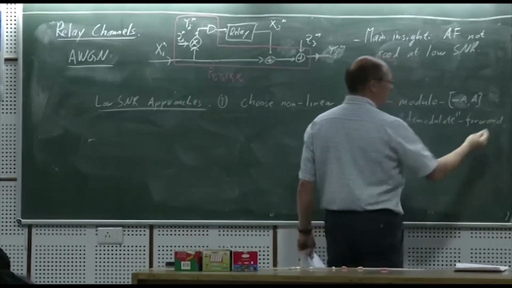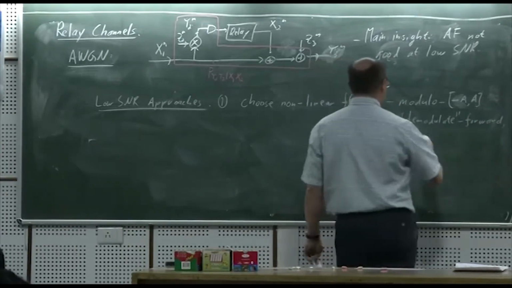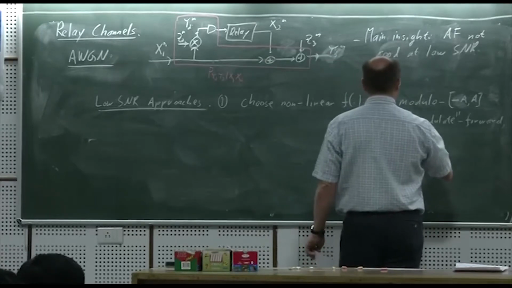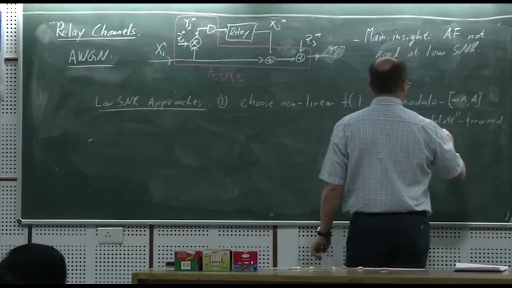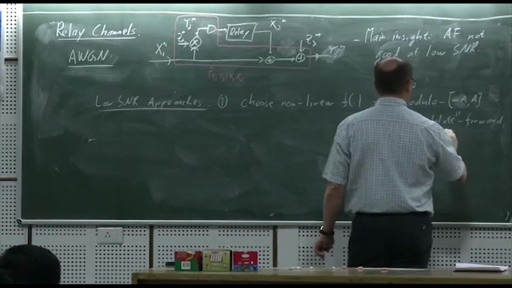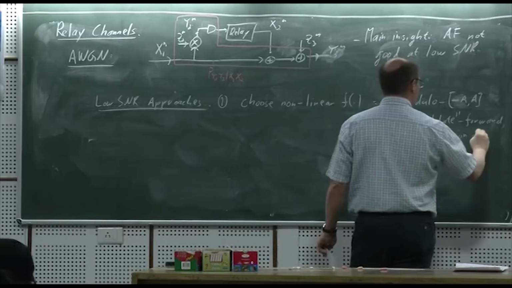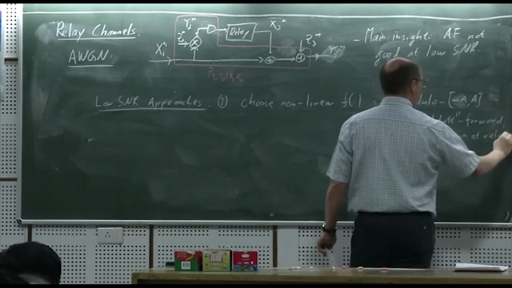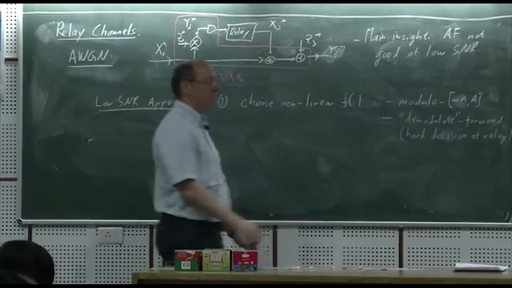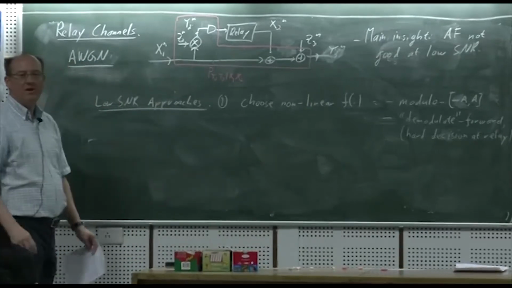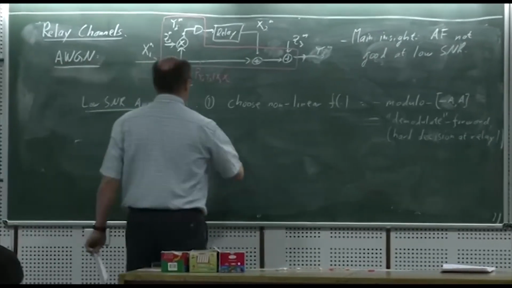Like for BPSK, for instance, or QPSK, we do a hard decision detection at the relay. And why is that interesting? Because it removes the noise, right? Now, of course, it has some error probability, but sometimes that is much better than using a linear function.